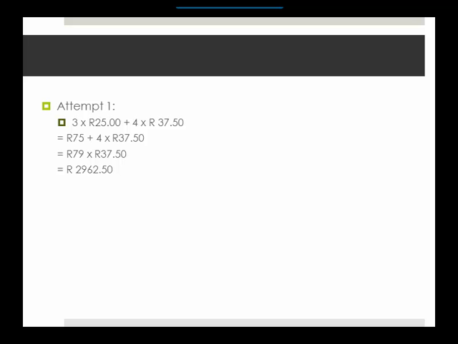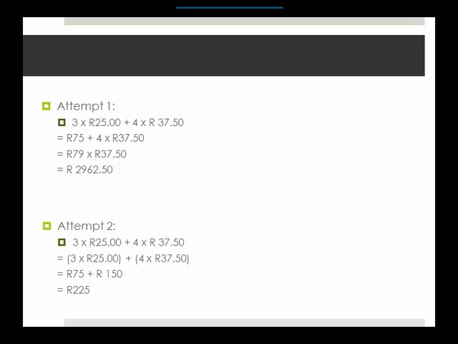There are 2 common answers I get. However, only one is correct. Let us look at attempt 1. If you obtain this answer, you have not followed the BODMAS rule. Rather, you have calculated from left to right. Let us look at attempt 2. This is correct. You have followed the BODMAS rule, and therefore attempt 2 is the correct answer.